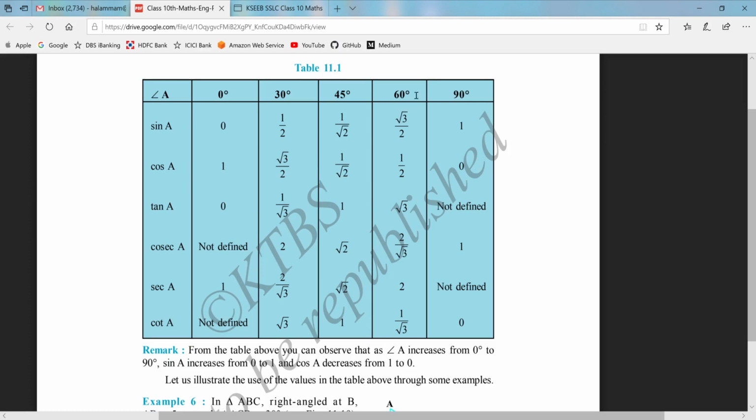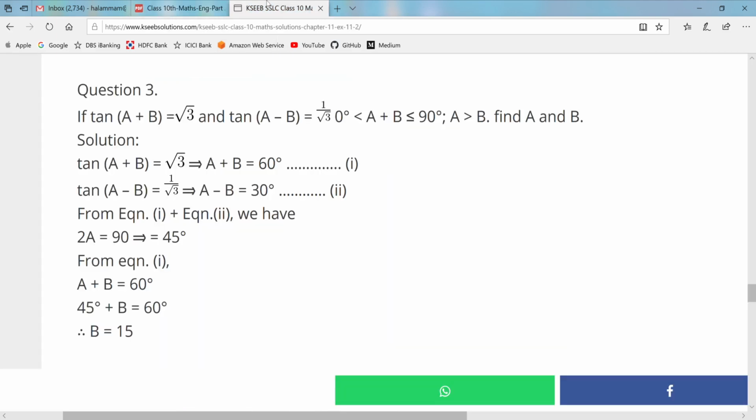For which angle is it? Angle 60 degrees. Okay, root 3 you get for the angle 60 degrees, so instead of root 3 you can write tan 60 degrees. So here tan and tan will get cancelled. You will get a plus b is equal to 60 degrees. Once again, I will explain: replace this root 3 with tan 60 degrees, so both sides you get tan(a plus b) is equal to tan 60 degrees. The tan and tan get cancelled, so you will get a plus b is equal to 60 degrees as equation 1.